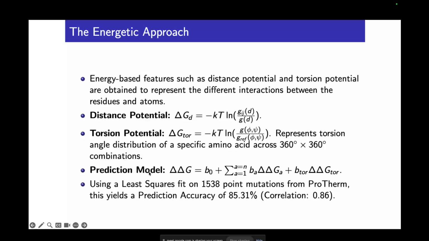So your prediction model becomes something like this. This is a linear regression model. This is your dependent variable, which is your delta G. This is the constant of regression. Then for all the amino acid residues, you're summing up the distance metric and the torsional metric, and you're trying to regress it. If you do a linear least square fit on this regression, it yields a prediction accuracy of 85%. So using the distance potential and the torsional potential, you can predict the delta G with up to 85% accuracy. That is very fascinating.